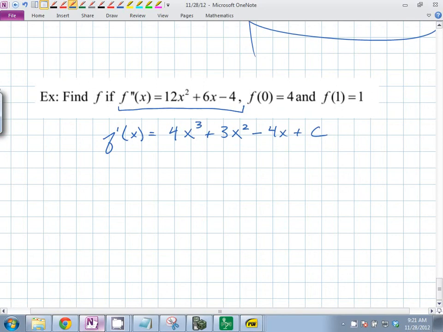Do they tell us anything about the derivative with these two? No. Doesn't tell us anything. Let's keep on anti-differentiating. Well, hold on. Let's go back one more. Let's anti-differentiate again. What is f of x going to be?